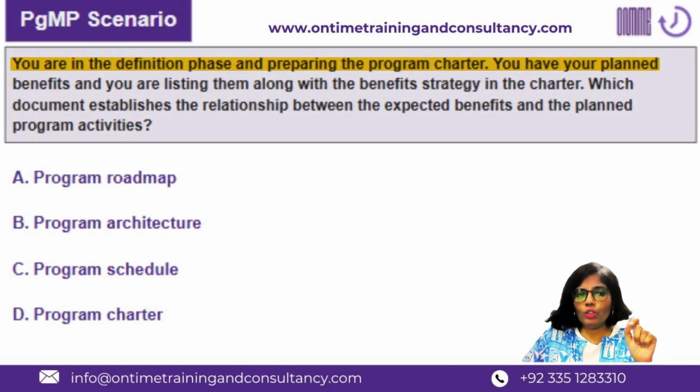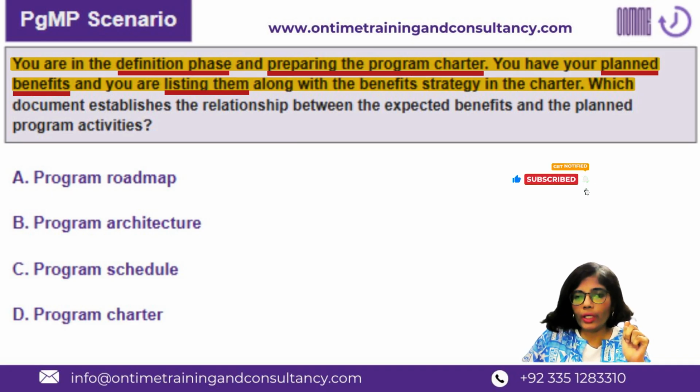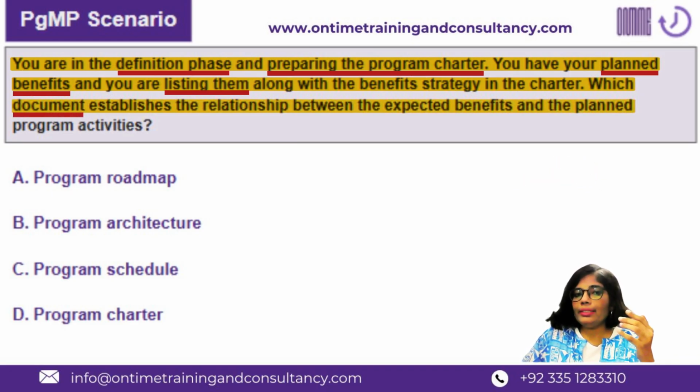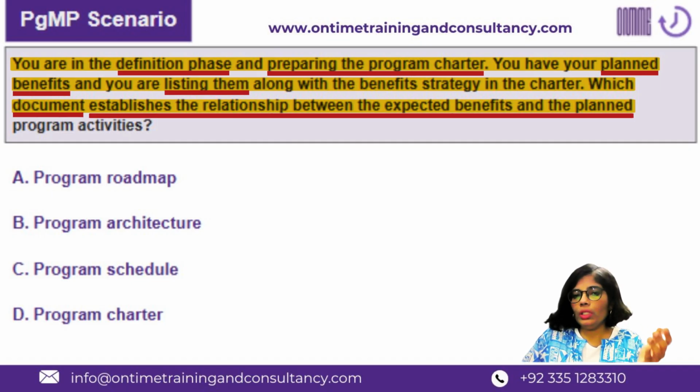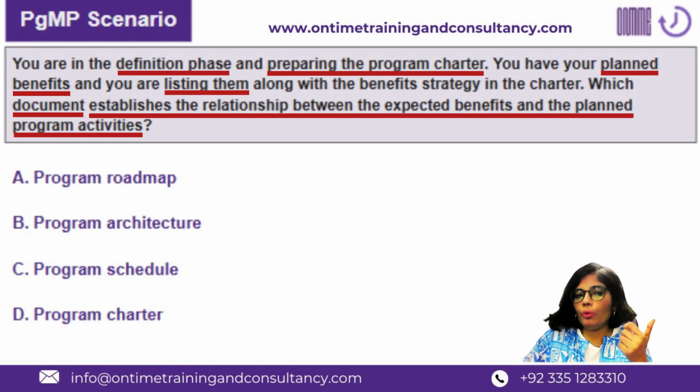You as a program manager are in the definition phase and preparing the program charter. You have your planned benefits and you are listing them along with the benefits strategy in the charter. Which document establishes the relationship between the expected benefits and the planned program activities? A, program roadmap, B, program architecture, C, program schedule, and D, program charter.